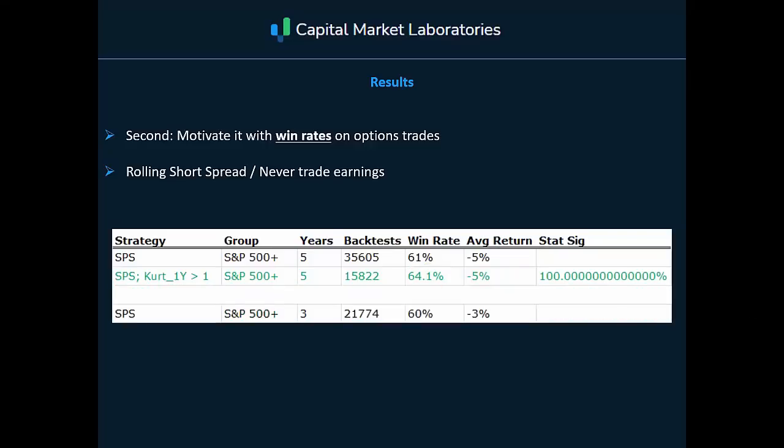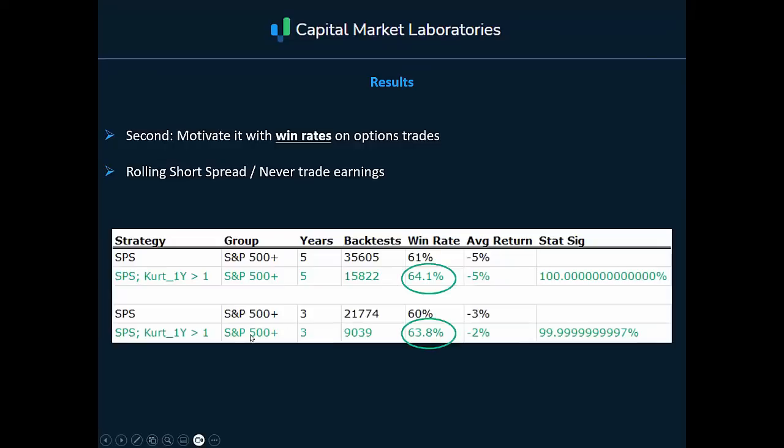If we look over 3 years, again, win rates are fine, but you're not making any money, okay? We add kurtosis, and our win rates are statistically significant to 10 decimal places. Returns are a little better, but this is just a bad option trade. A dumb option trade is still a dumb option trade. Just selling a monthly put spread on every constituent of the S&P 500 is not a good strategy. If it was, we wouldn't need this webinar.